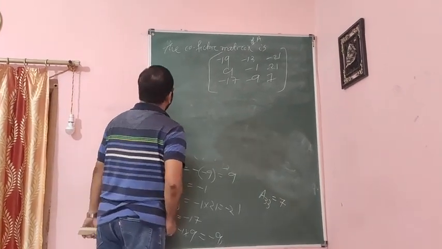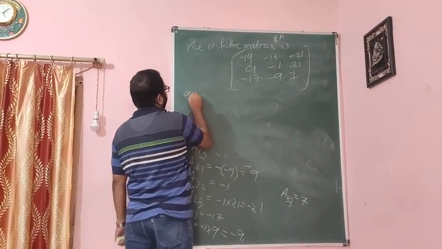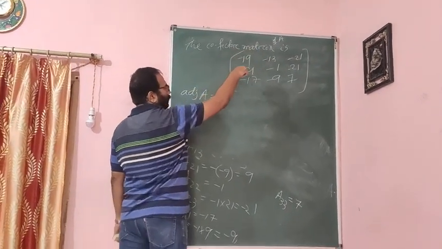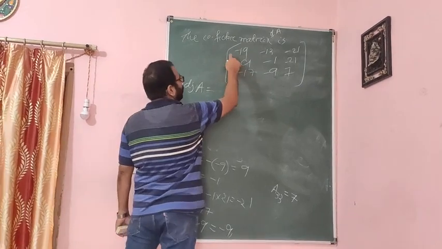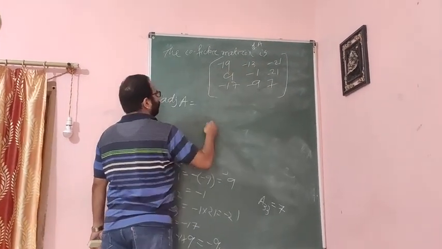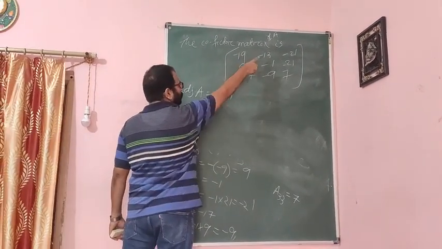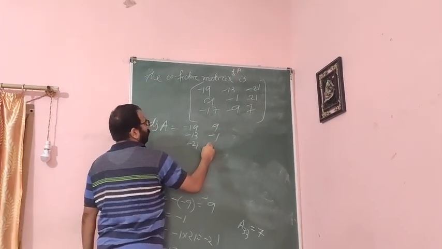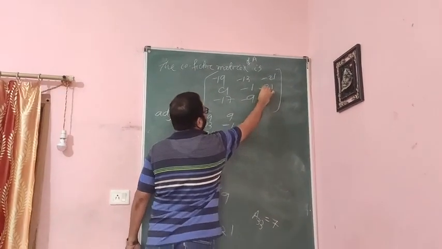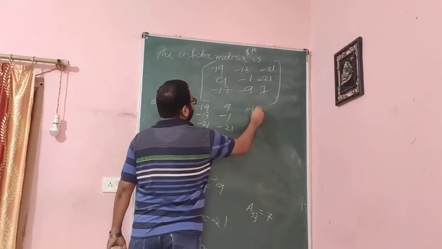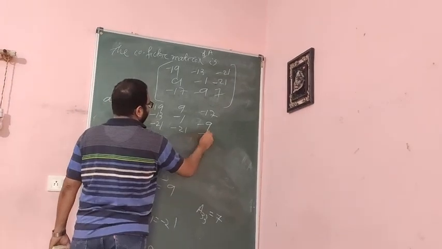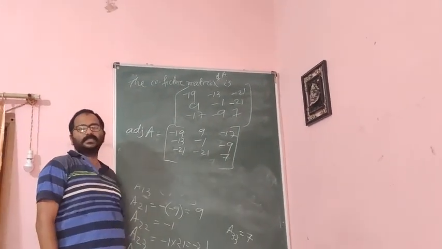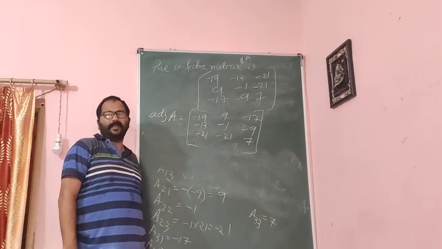For the adjoint of this matrix, adjoint of A, we just take the transpose, meaning we send the rows into columns. So this is the adjoint of A. So what is its requirement? To find the adjoint of A?